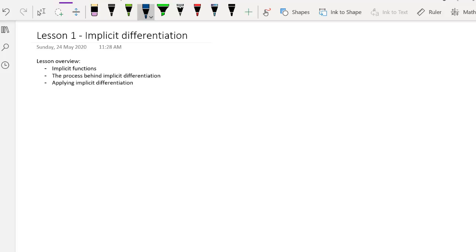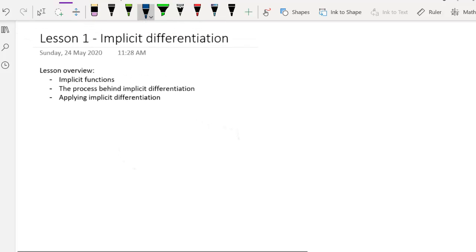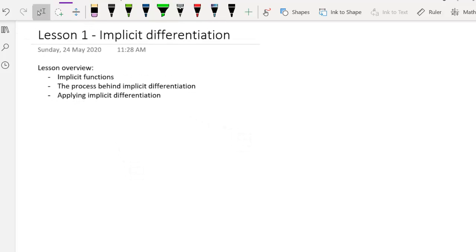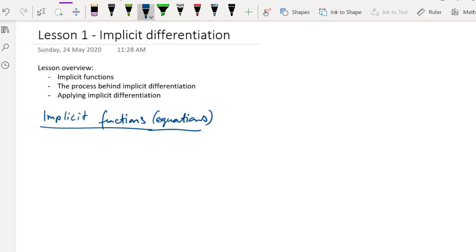In this lesson, we're going to look at implicit differentiation. So basically, this lesson will cover what implicit functions are, we'll look at the process behind implicit differentiation, and then we'll look at a bunch of examples. Now, for our understanding, when we're looking at an implicit function or implicit equations, we're looking at a scenario where we have multiple variables and neither of them being isolated.